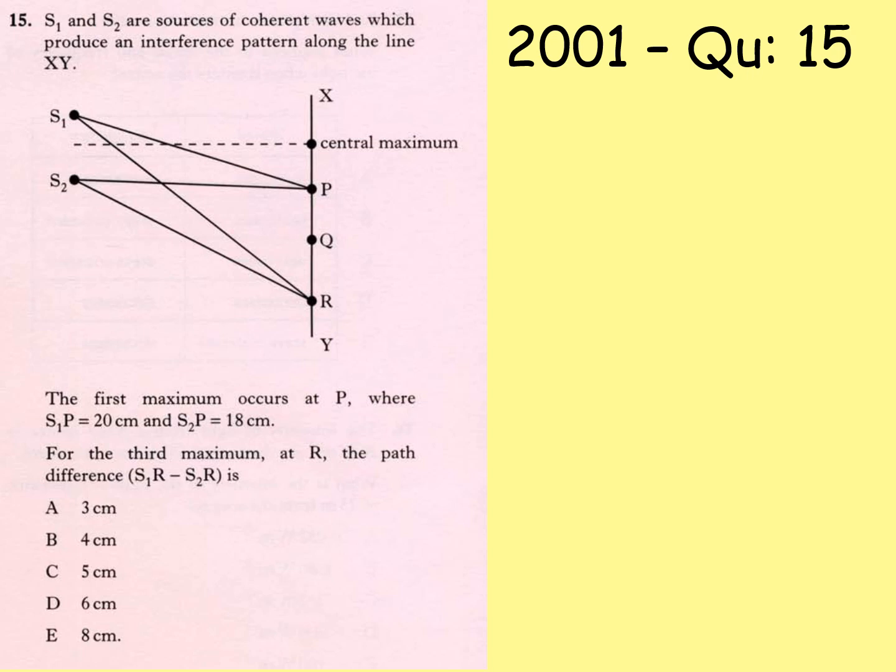2001, question 15. S1 and S2 are sources of coherent waves that produce an interference pattern along the line XY. The first maximum occurs at point P, where S1 to P is equal to 20 centimeters, S2 to P is equal to 18 centimeters.